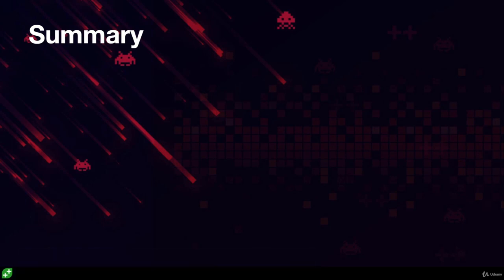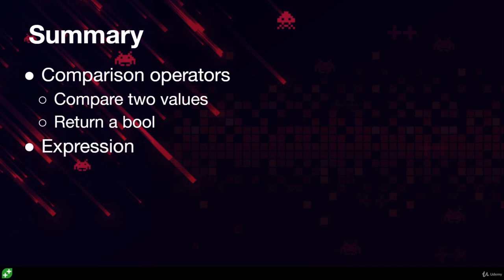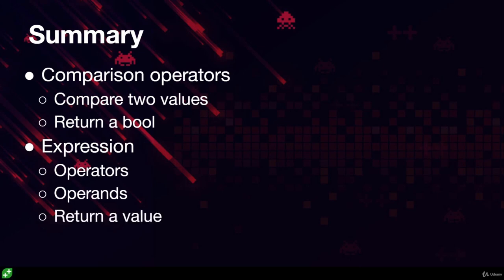Okay, so in summary, we've learned about comparison operators and how they compare two values and how they return a Boolean as a result based on their comparison. We've learned that an expression is a combination of operators and their operands, the things that operators act on, and that an expression will return a value.